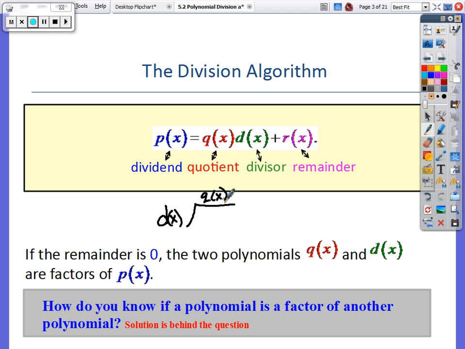And so the result of that. And then our dividend is what's inside, so that's P(x). This is how it's set up as a division. Now we have a remainder, and we'll talk a little bit about the remainder when we get to the division algorithm and the setup.